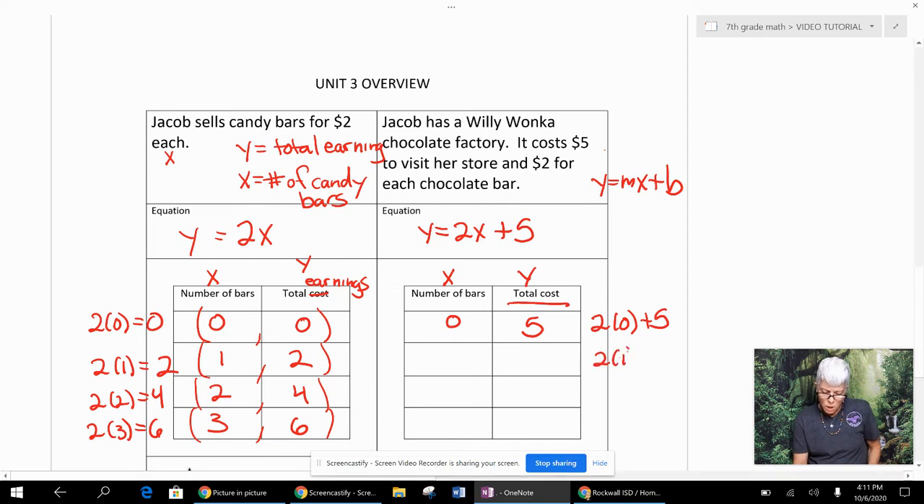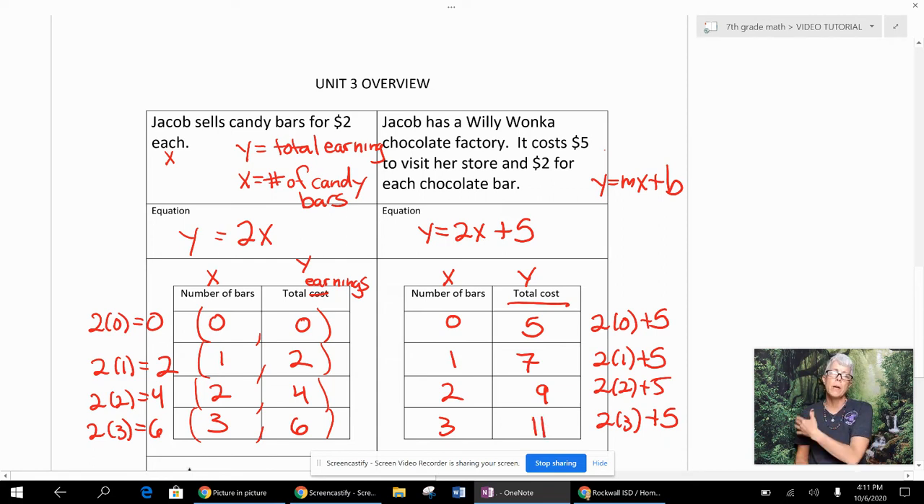How about if I buy 1 chocolate bar? Then 1 chocolate bar would cost me $7 because I still paid $5 to get in, $2 for a chocolate bar. 2 would be 2 times 2. So now it's costing me $9, and 3 would be 2 times 3. So you can see that I'm substituting in for the X, the number of chocolate bars, and my total cost depends on the number of chocolate bars. So we call this a function where Y depends on X. As X changes, Y changes.